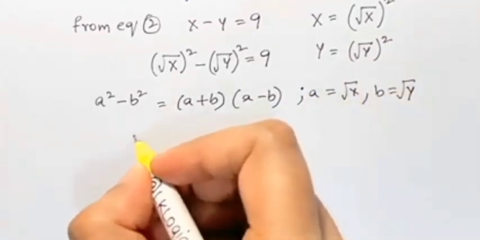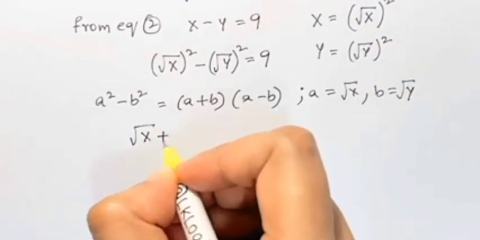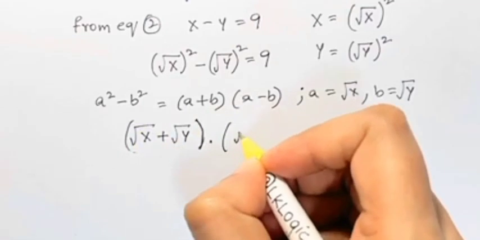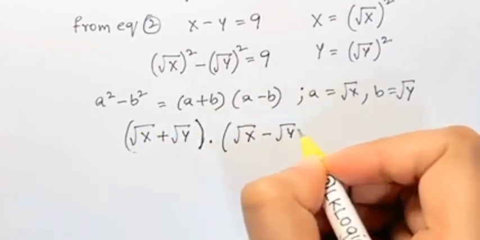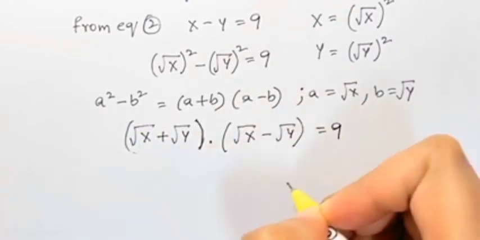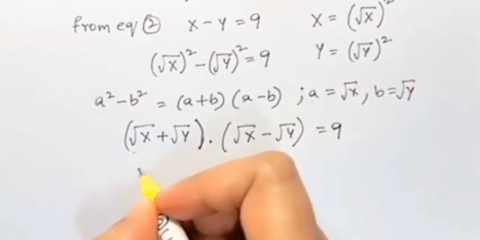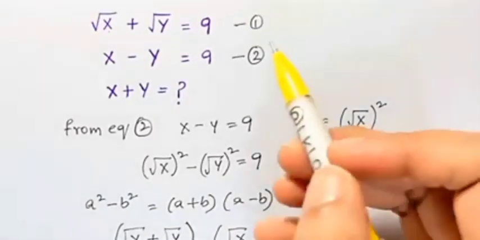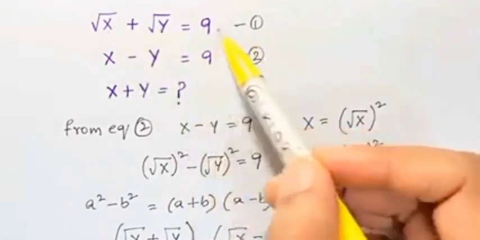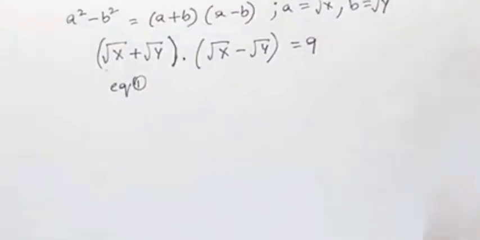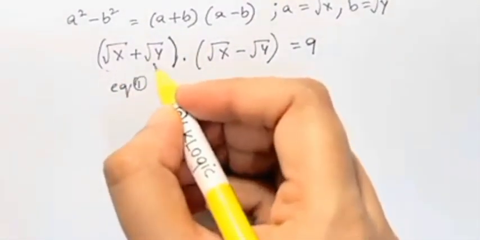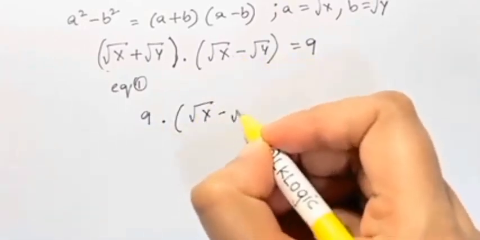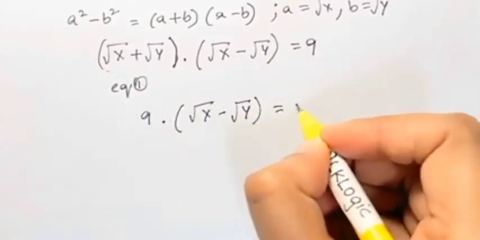So let's put it back. I have square root of x plus square root of y times square root of x minus square root of y is equal to 9. Now from equation 1, what do we have? From equation 1 here, we have square root of x plus square root of y equals 9. So let's put it back. So square root of x plus square root of y is 9 times square root of x minus square root of y is equal to 9.